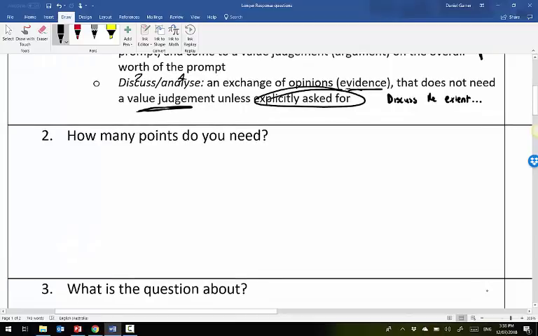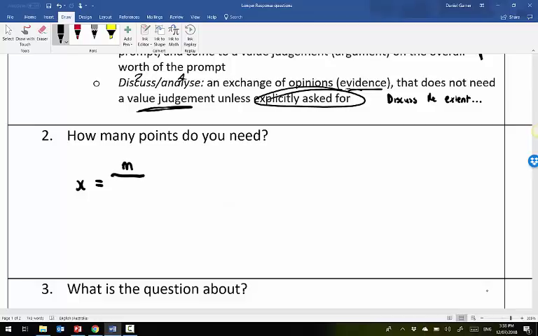The second thing to then think about is how many points do you need to make? So how many paragraphs do you need, or how many pieces of evidence do you need to make? And I have a really, really simple way of going about this. If X equals the amount of points you need to make, and we're going to do a little bit of algebra here, as if you'll ever need it, pretty simply I just do this.